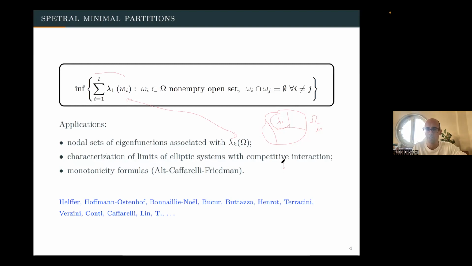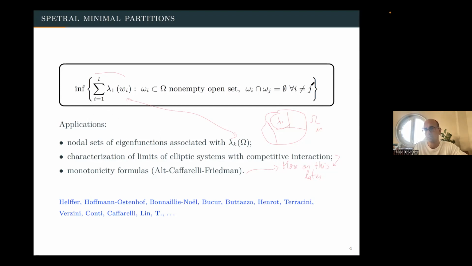I will say more on this later, in a more precise way. And also, if you know monotonicity formulas, these kinds of things also appear to prove some of them, in particular the Alt-Caffarelli-Friedman one that I'm going to state later on. So here is a very incomplete list of names of people that have worked on this problem.